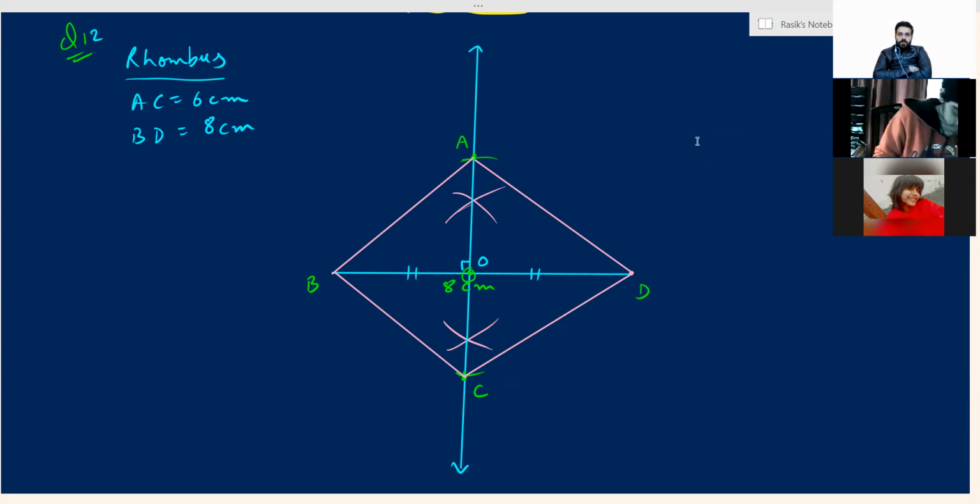You can write the length of AC also, 6 centimeters. Start doing and post your answer in the group. We have done so many questions today, but no one is sending the answers in the group. Waiting for your answers in the group.